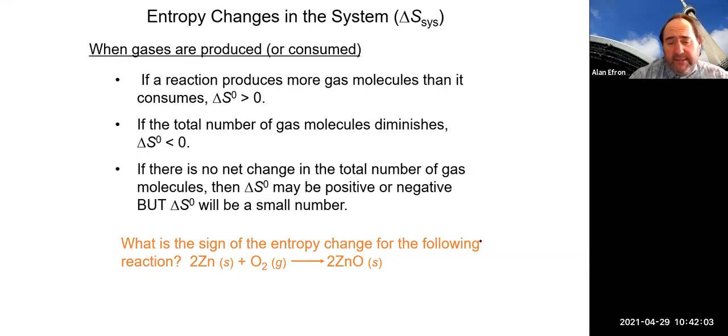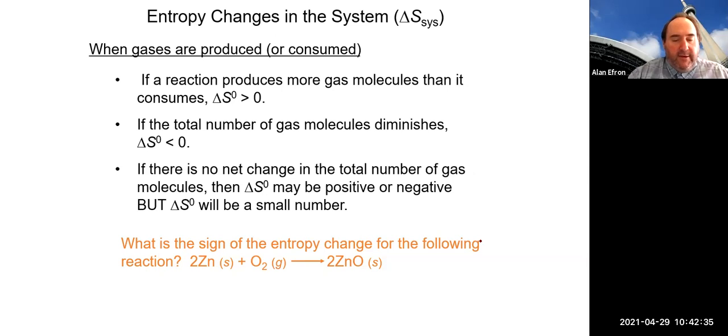And again, that's basically what it says here. If we end up with more gas molecules, we definitely have a lot more things flying around, a lot more disorder happening. If we end up with fewer gas molecules, we have fewer things flying around, a little bit more order. If there's really no net change in the number of gas molecules, then you could have either a positive or negative delta S value, but it will probably be a relatively small number, as there's no big change occurring.